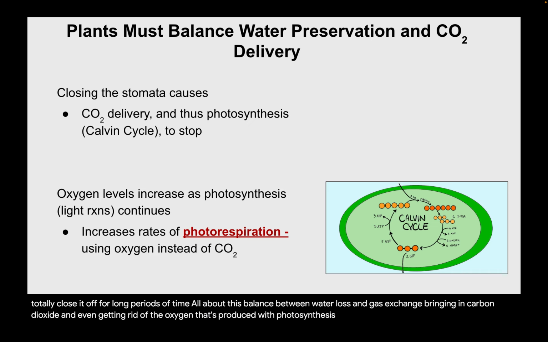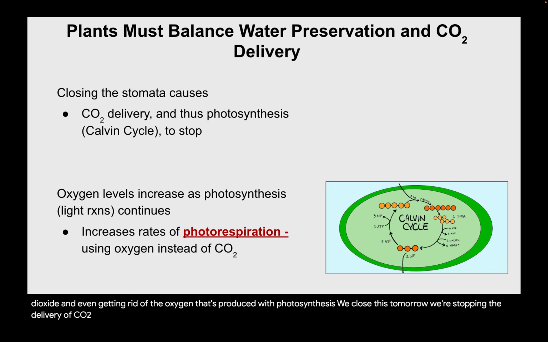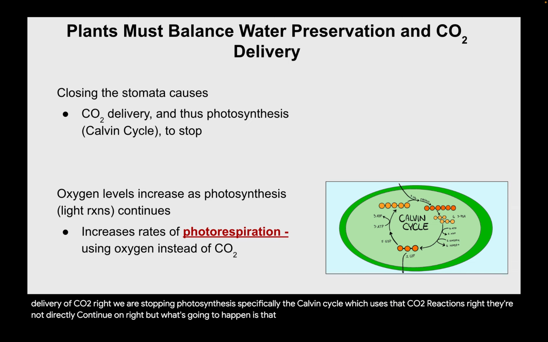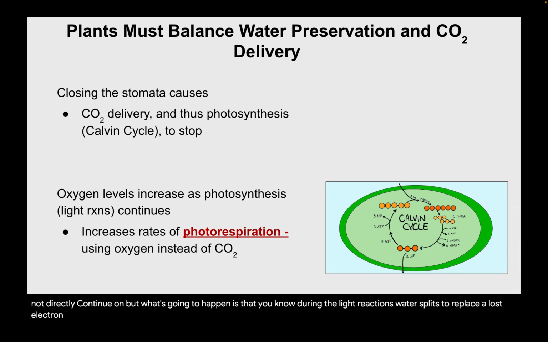All right, so we close the stomata, we're stopping the delivery of CO2, right? Thus, we're stopping photosynthesis, specifically the Calvin cycle, which uses that CO2. Now, the light reactions can still continue, right? They're not directly using CO2. They can still continue on, right? But what's going to happen is that, during the light reactions, water splits to replace a lost electron, and that creates oxygen. Oxygen is then going to build up.